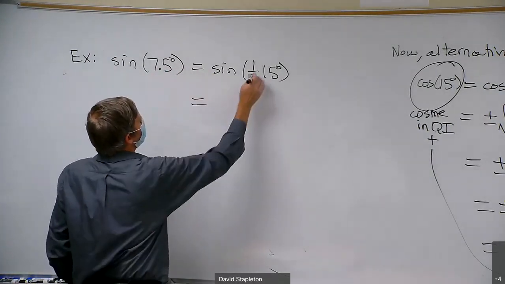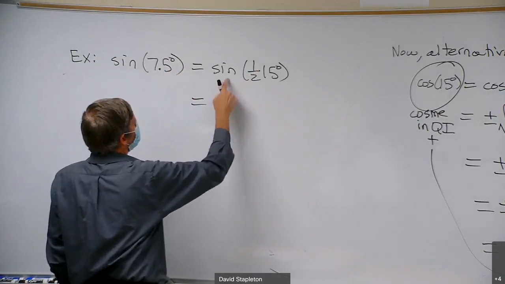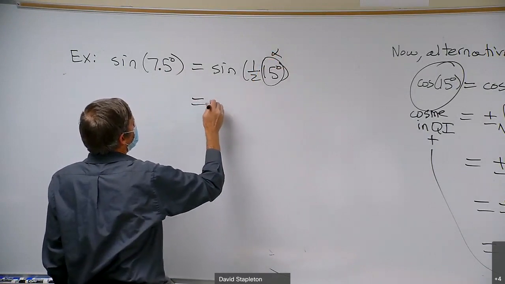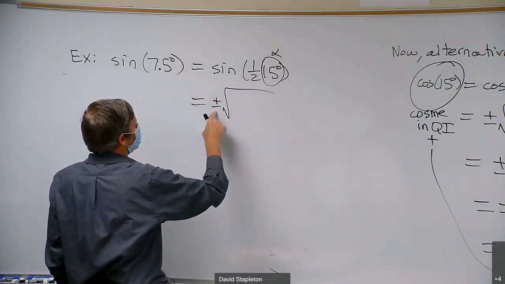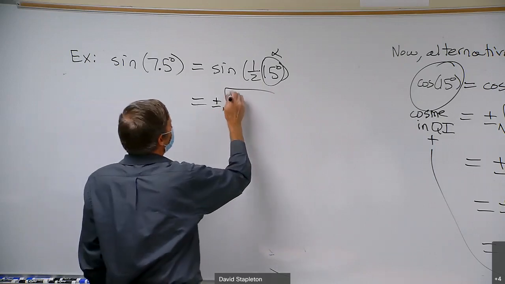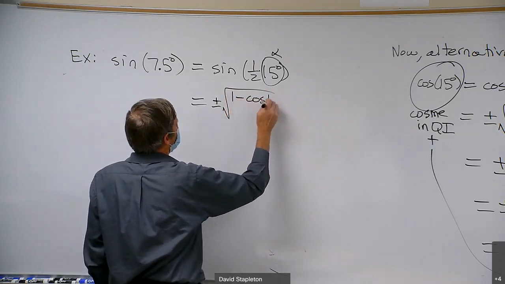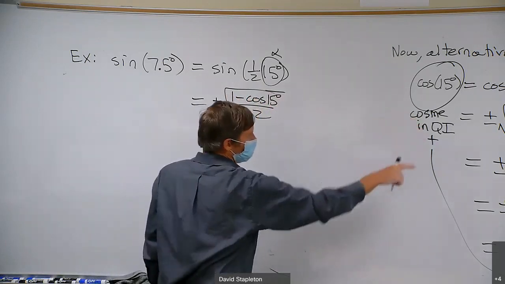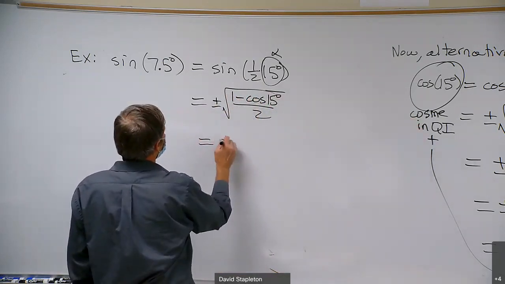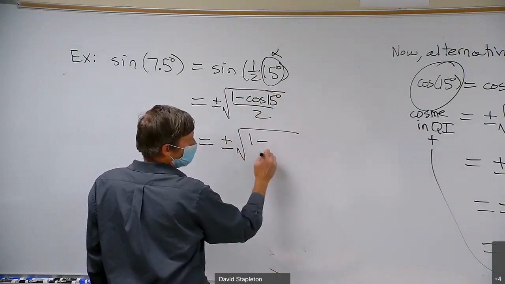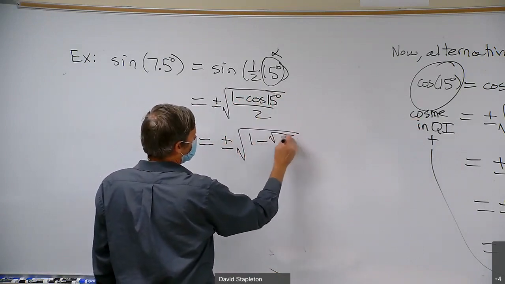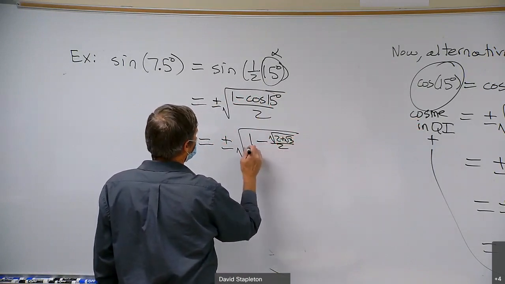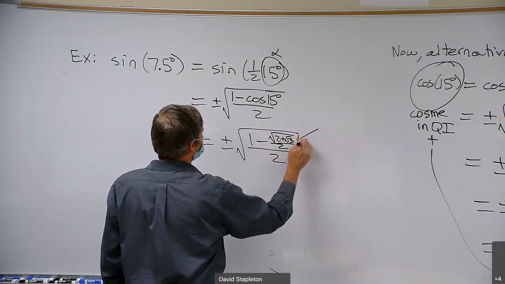But the point is, this is half of 15 degrees, and there's a formula for a sine of half an angle. If I call this alpha, sine of 1/2 alpha is plus or minus the square root, and plus or minus just depends on what quadrant you're in, of 1 minus cosine of the whole angle, 15 degrees, all over 2. But wait a minute, I just did cosine 15 degrees. That's square root of 2 plus square root 3 all over 2, and then this whole thing over 2. So this is the previous example.